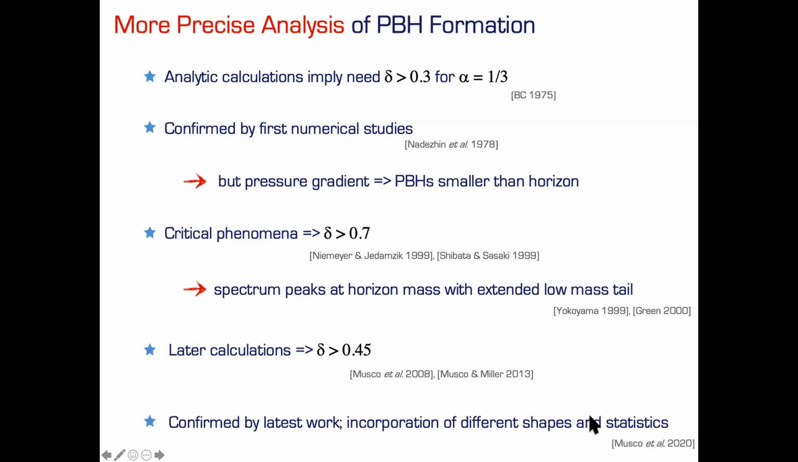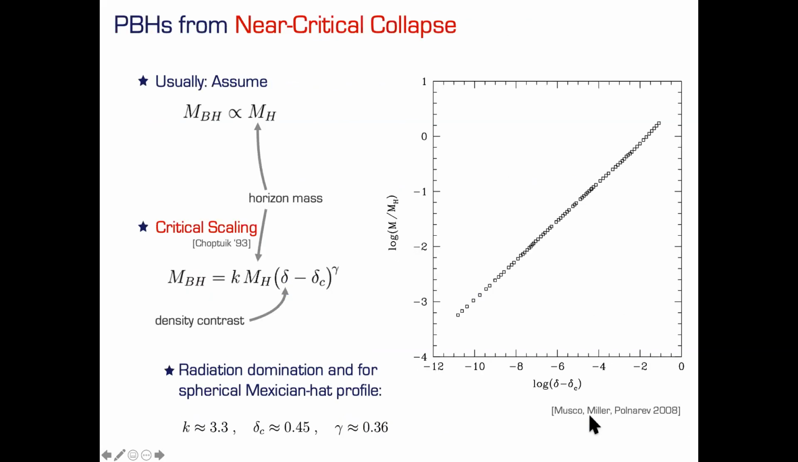So I told you about an often made assumption, probably the most naive assumption you could make, namely assuming the mass of the black hole is roughly the mass contained in one horizon patch. This is actually not quite true. You have something called critical scaling.